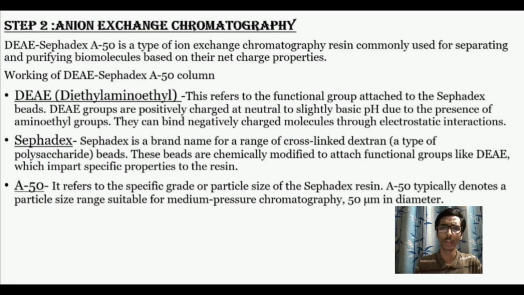After the dialysis of the enzyme, an anion exchange chromatography, namely DEAE Sephadex A50 column chromatography of the enzyme, is carried out. In this chromatography, Sephadex resin is used as the stationary phase, whereas the buffer solution is used as the mobile phase. So before discussing the principle of the chromatography, let's have a brief introduction to the components used in the chromatography.